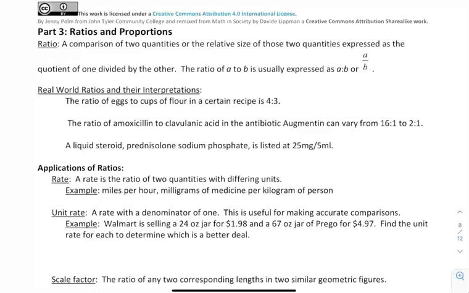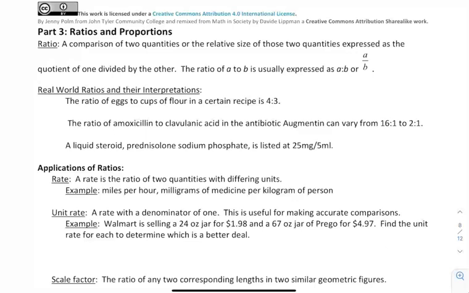Looking at medications, we often are looking at concentrations. So the ratio of amoxicillin versus Augmentin can vary from 16:1 to 2:1. Or a liquid steroid, basically prednisone sodium phosphate, is listed as 25 milligrams per 5 milliliters. So that's giving you the concentration, how many milligrams of the drug there are per 5 milliliters.